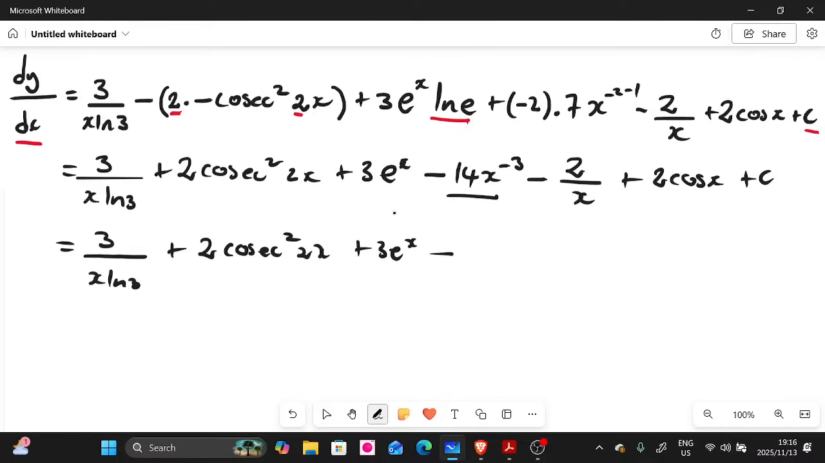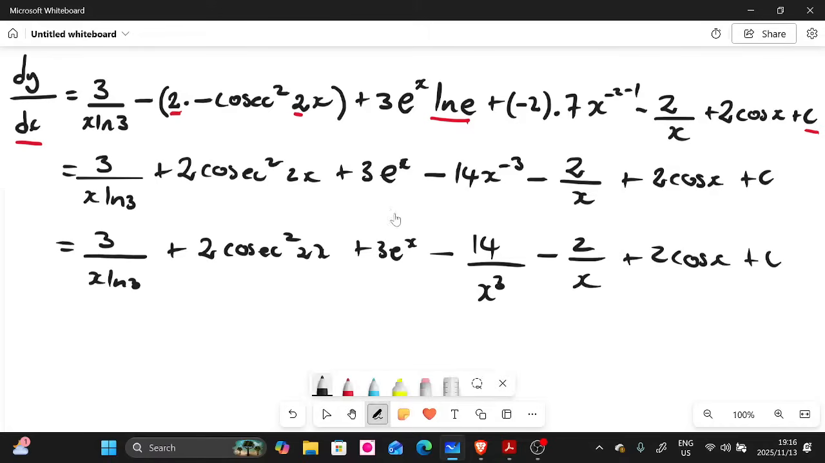This term here has a negative exponent, so you must have 4 divided by x to the power of 3. Remember, if you take the base to the denominator, it's going to be x to the power of 3, minus 2x minus 2 over x plus 2 cos x plus c. That is our final answer, guys.